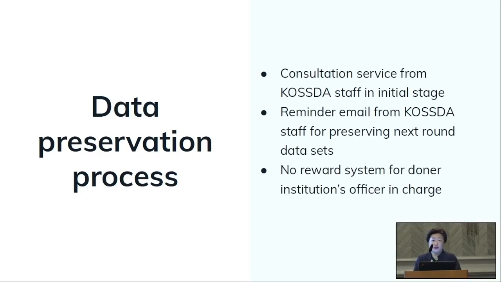But the third one is kind of depressing: the donors have their own job responsibilities. Connecting with KOSSDA is kind of extra work. So there is no reward system for the donor institution's officer in charge. That was also quite a problem.